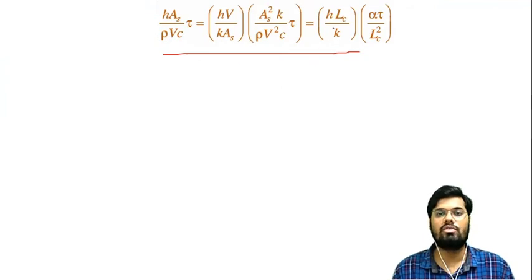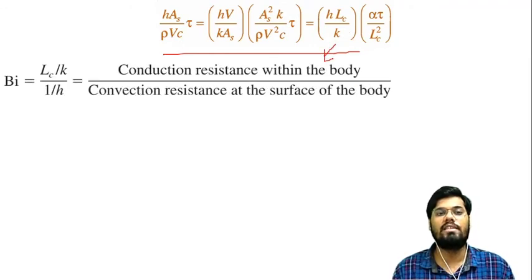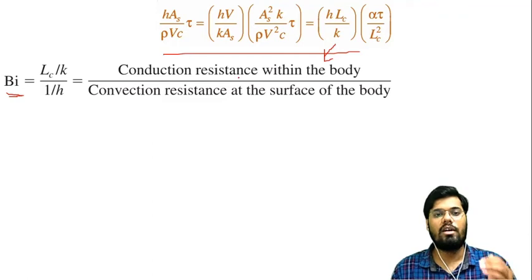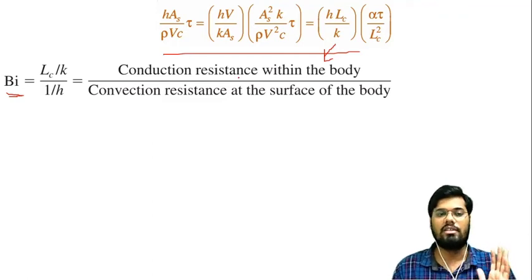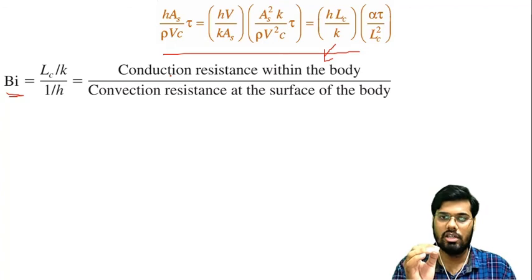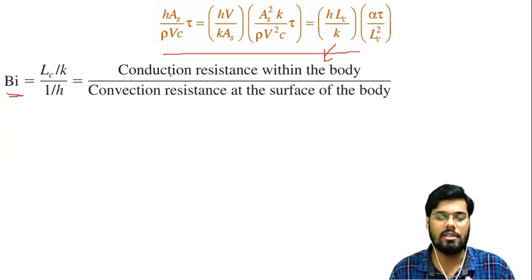Now we again take this equation, hA upon rho C V into tau, which simplifies to h LC by K into alpha tau upon LC square. This h LC by K is a dimensionless number which is known as the Biot number. Generally, the Biot number is the ratio of conduction resistance to convection resistance. This is the simple definition: the Biot number is a dimensionless number which is the ratio of the conduction resistance of any system to the convection resistance of the system.